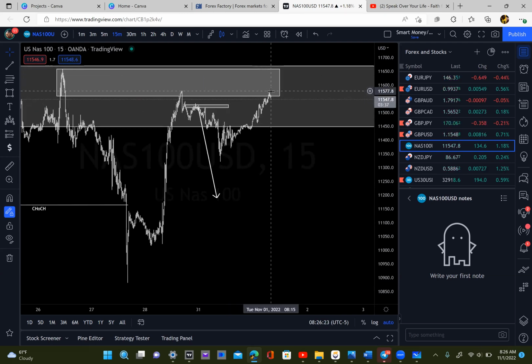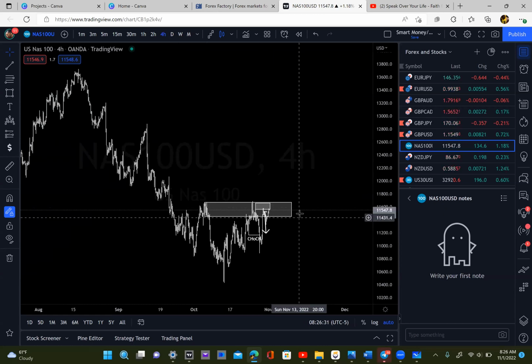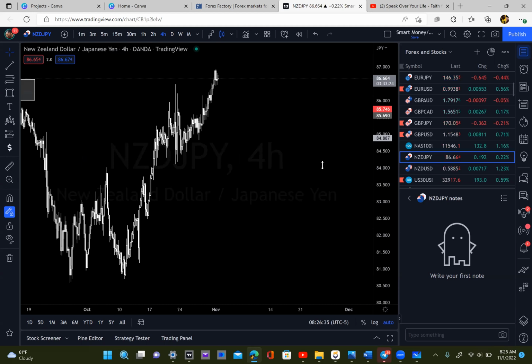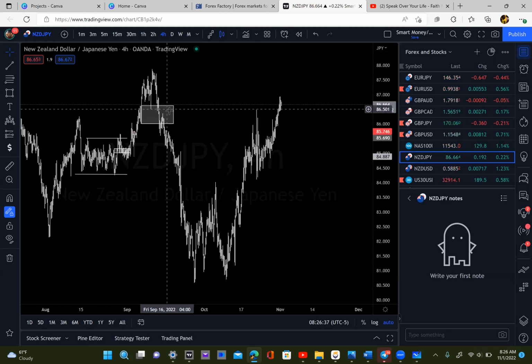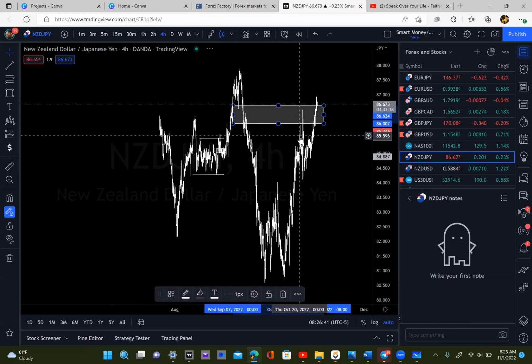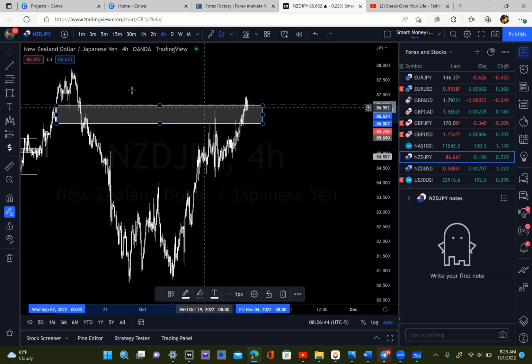Look, this went back into our zone right here. This could be on NAS 100. Looks like a mate put the sell entry. Potential sell entry. All right. NZDJPY. All right. Looks like this might be going up. Or up to a higher zone up there.